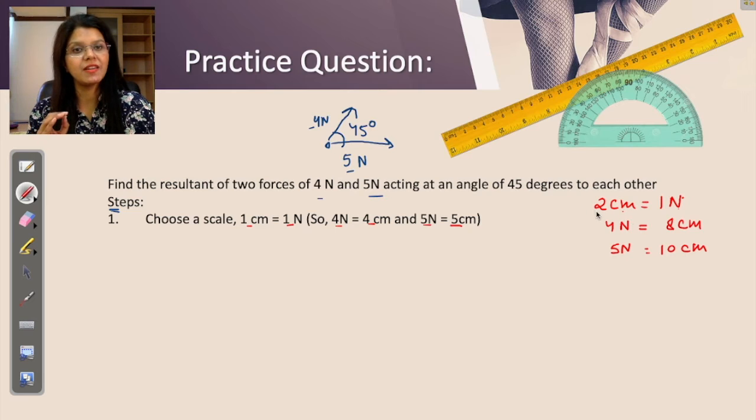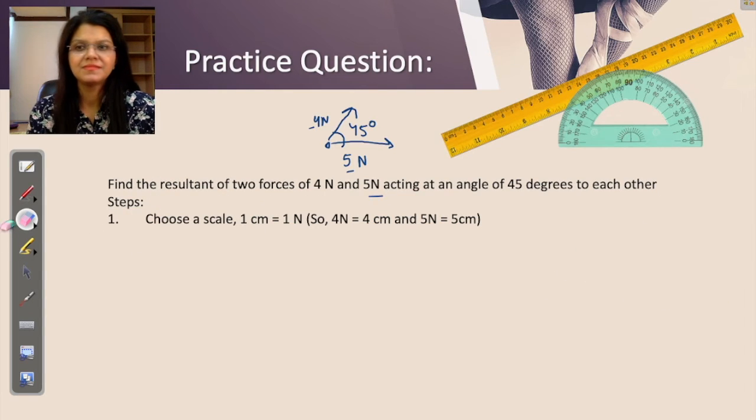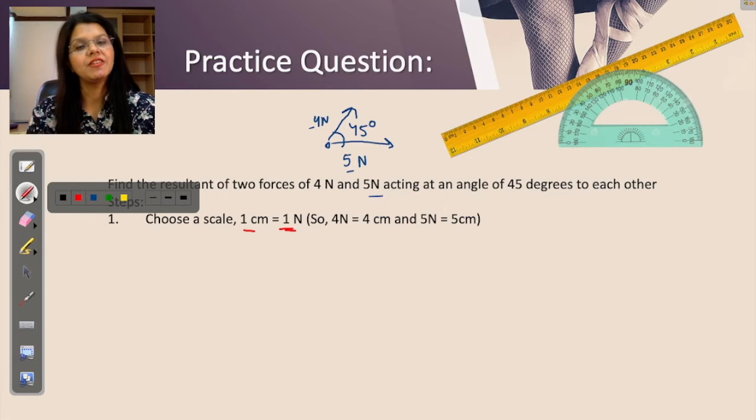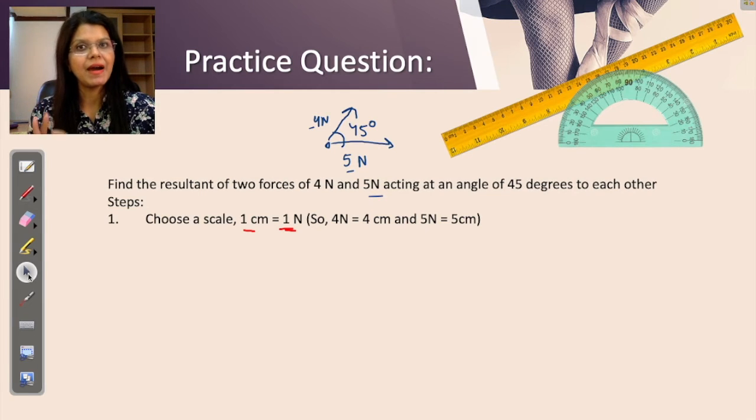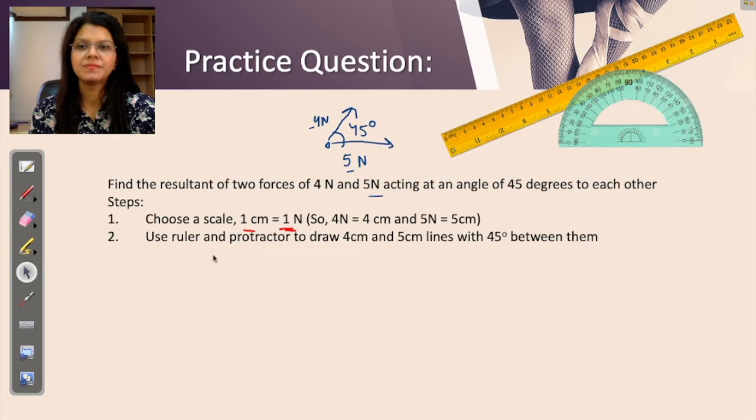If you are choosing a scale of 2. If you are choosing a scale of 1, you are going to draw lines which are 4 and 5. So here I took 2 scales to explain how you can work with the scales of your wishes. So for my explanation here, I'll carry on with the scale which I have chosen here, which is 1 centimeter is equal to 1 newton. But you can carry on with any other scale that you want. You'll ultimately get the same answer. Alright, so what is the step number 2?